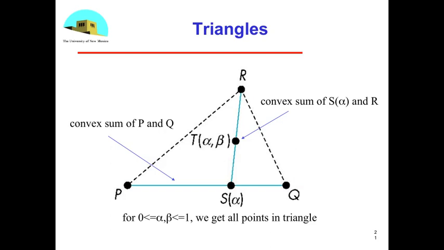Okay, and I can reverse that. Obviously, I could say 1 minus beta times S plus beta times R, or I can do beta R plus 1 minus beta S. That doesn't matter at all, just which direction I go.